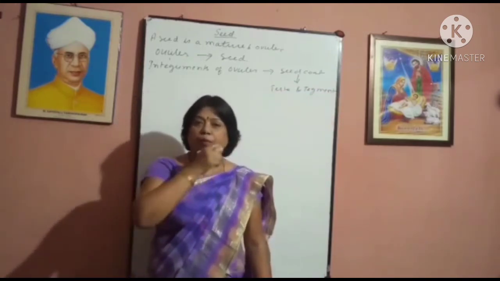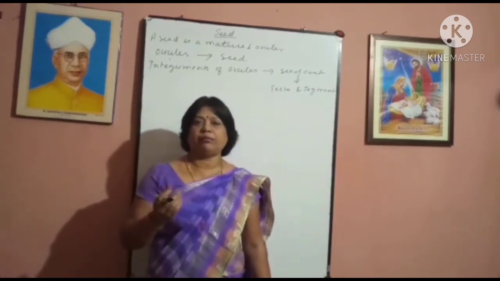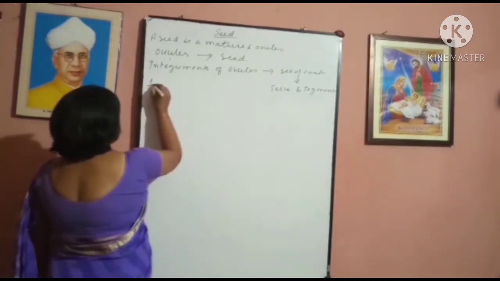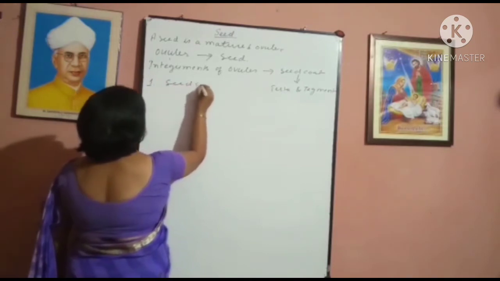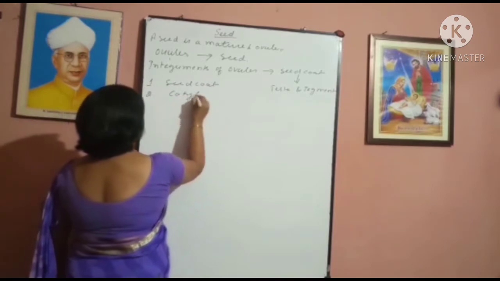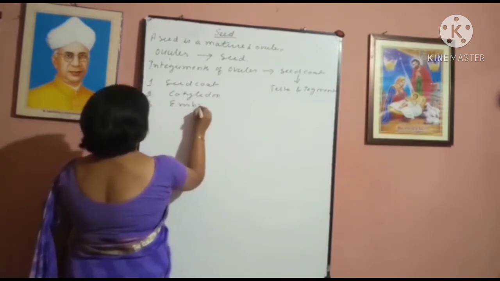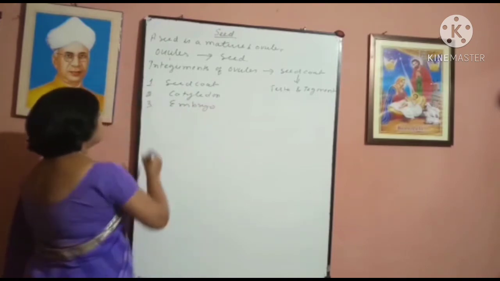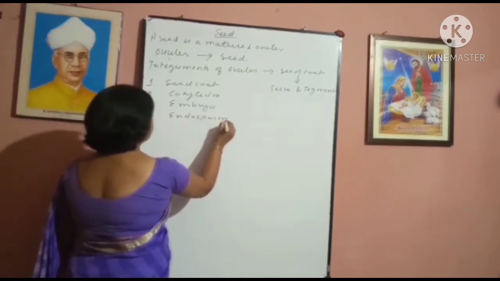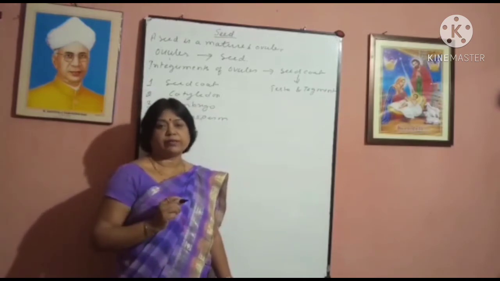There are different types of fruits and there are different types of seeds, but all seeds have some common features. First, seed coat. Second, cotyledons. Third, embryo. And fourth, endosperm, which is not present in all types of seeds.